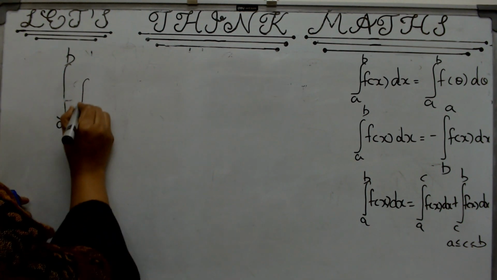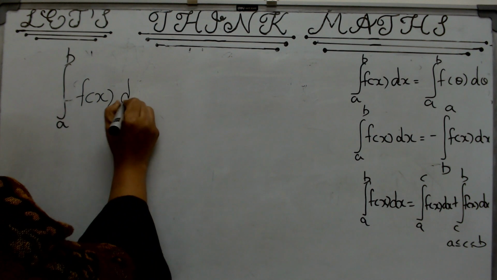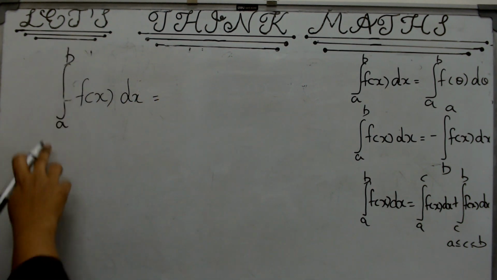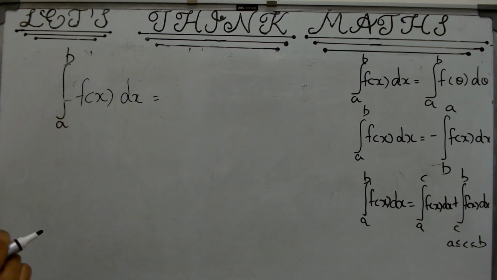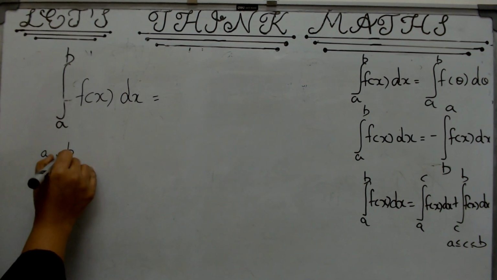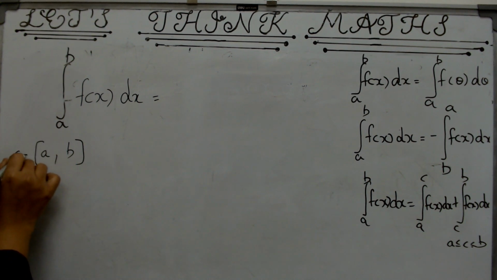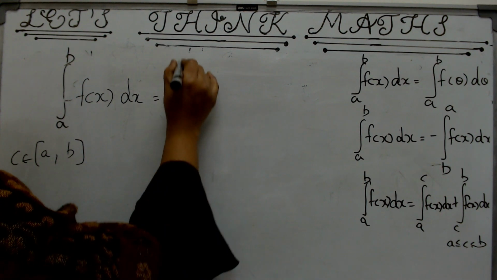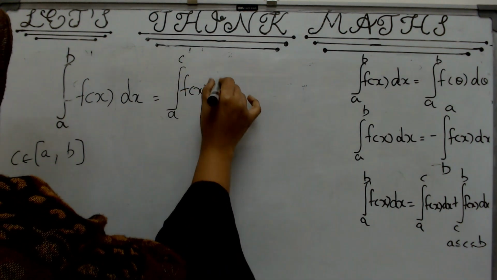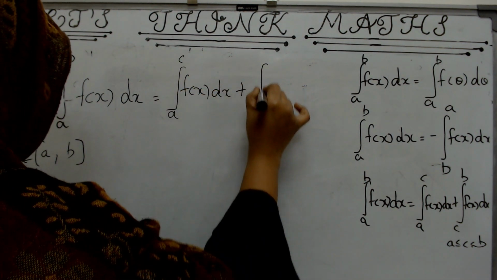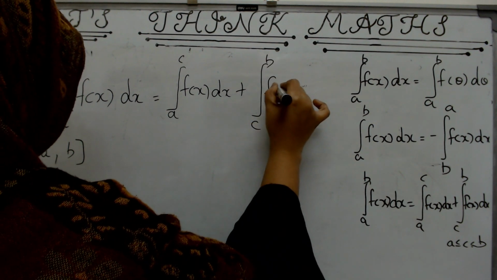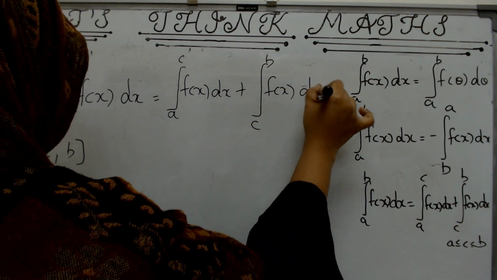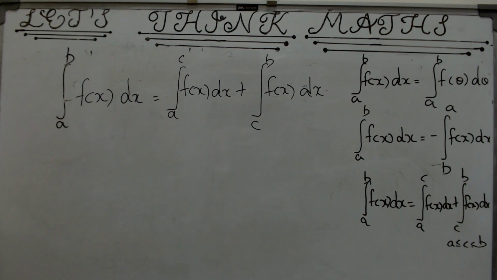What does it say? You have a function. You are integrating it within the limits of a to b. Now suppose we take a c in between these two. Between a and b, you take a c. Then you can split the integral from a to c and then from c to b. But now the question is, what use is this property to us?